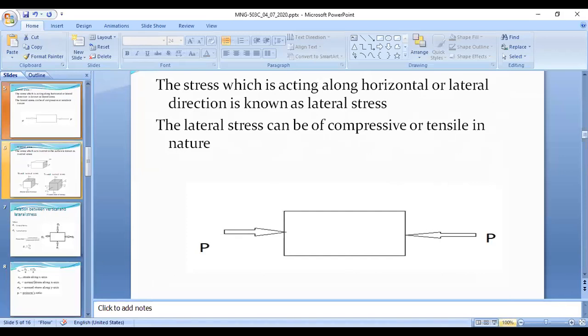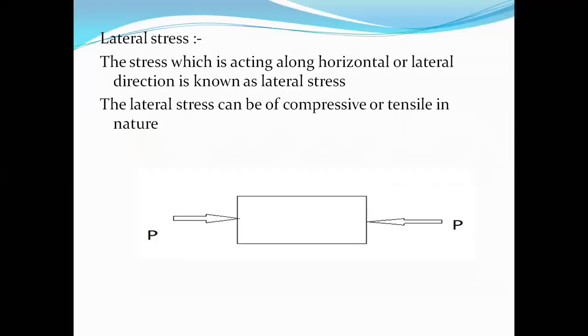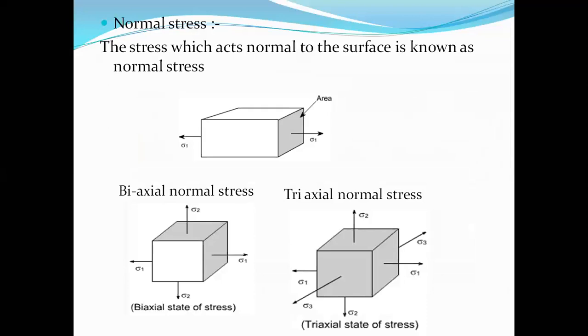Next, let's discuss further. This is for the lateral stresses. Next, what exactly are normal stresses? The stresses which act normal to the surface are known as normal stresses. Look at here. In the case of a 2D plane, the stresses which are normal, away from this one, are sigma 1. These are normal stresses. In the case of biaxial, look at here, it is acting along two planes. That's why it is called biaxial, two axes. Biaxial stress, sigma 1 and sigma 2. And in the case of triaxial, it will be acting in all three directions, x, y, z.